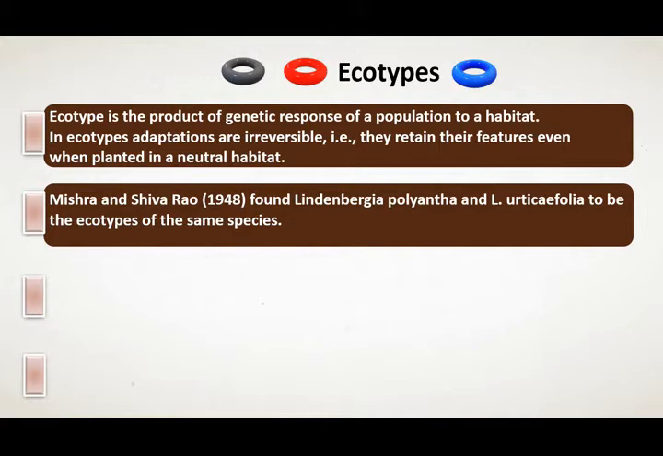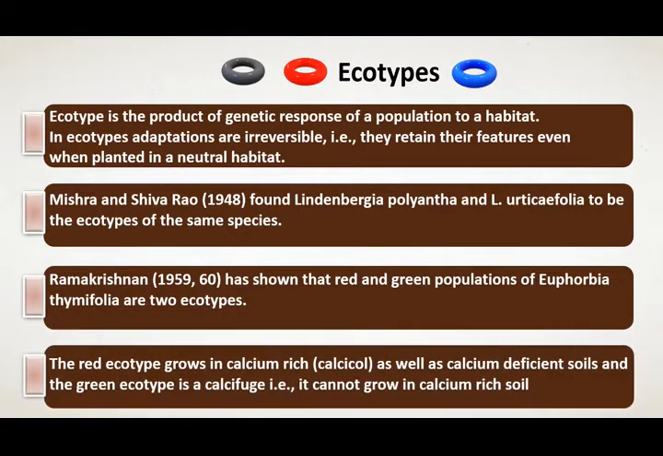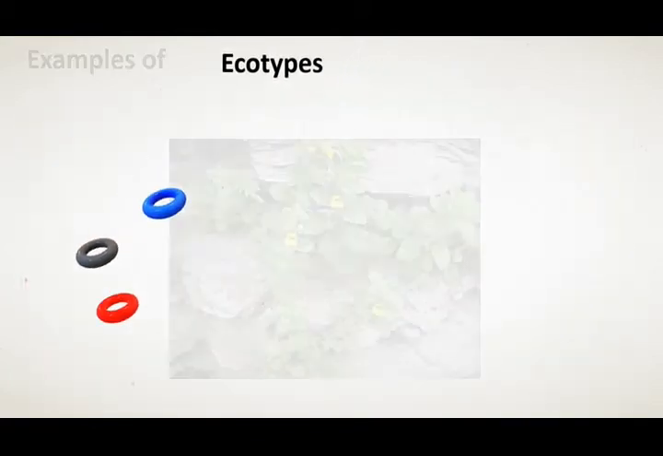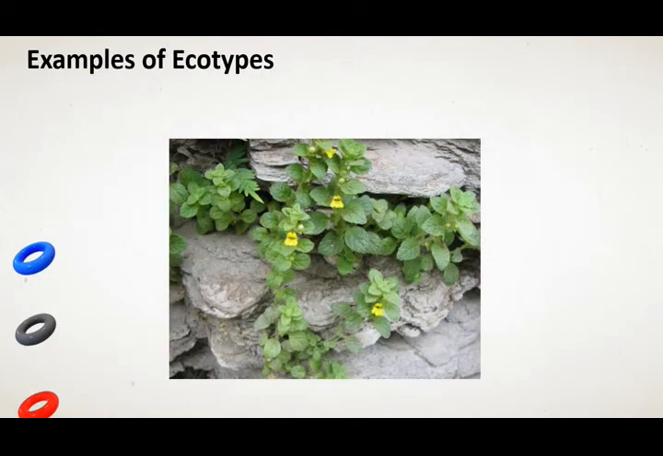Mishra and Shiva Rao observed ecotypes in the species Ledenbergia polyantha. Ramakrishnan has shown that red and green populations of Euphorbia thymifolia are the two ecotypes. And Shiva Rao in the year 1948 found Ledenbergia polyantha and Ledenbergia urticifolia to be ecotypes of the same species.